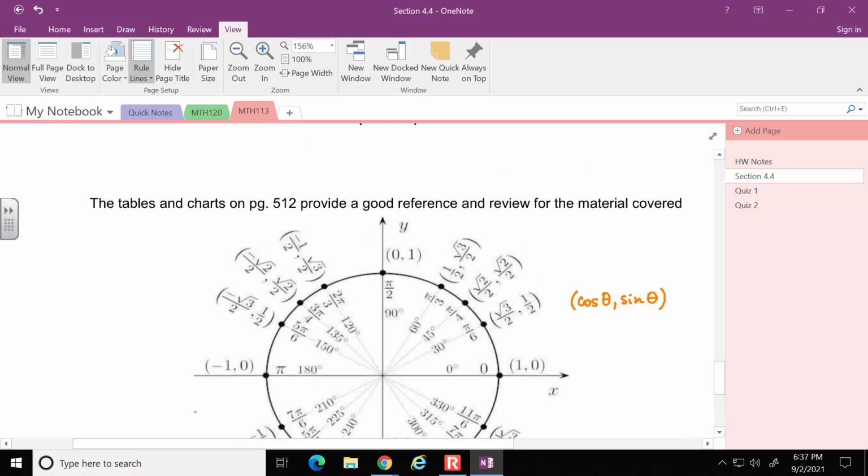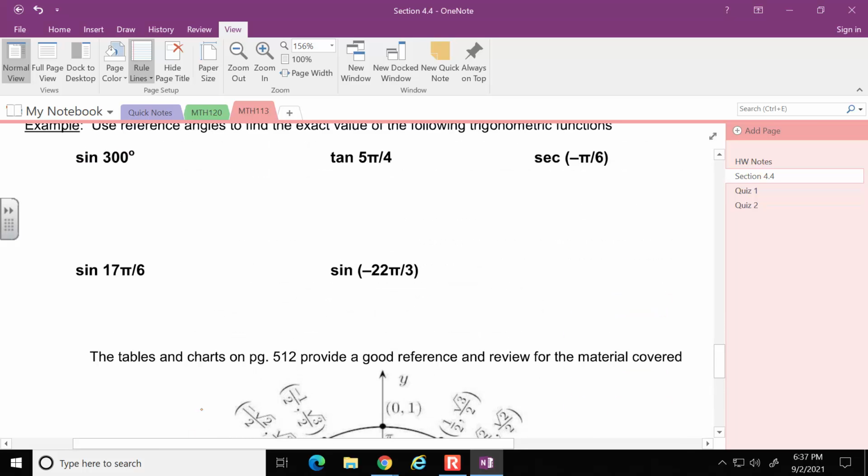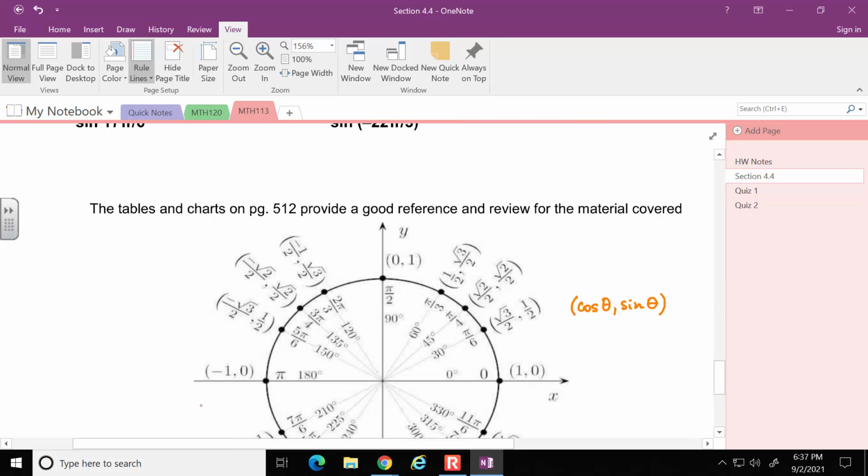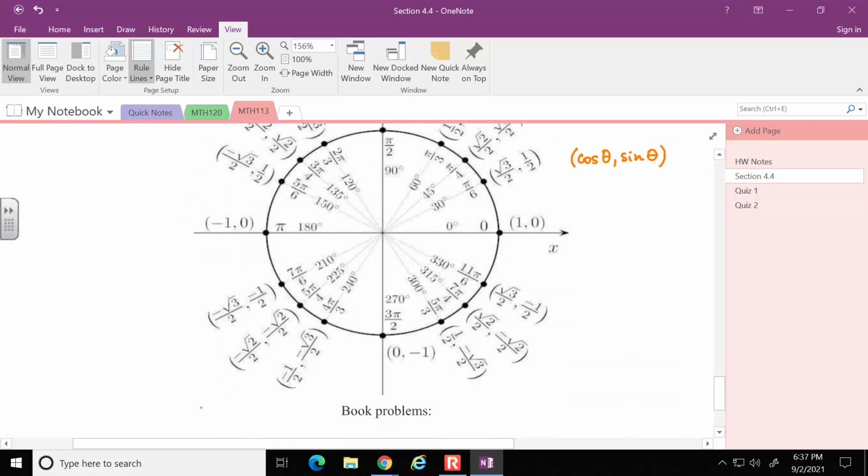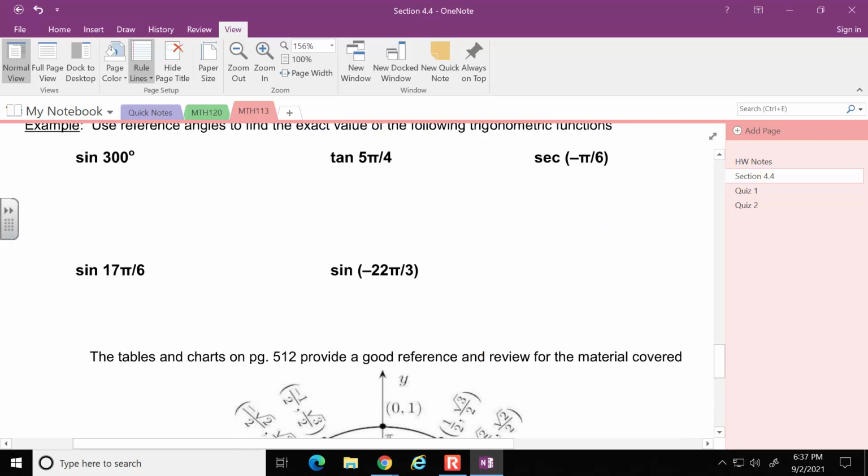So when I come in here, and usually what I say, sine of 300 degrees, well, that's easy enough. I go to 300 degrees, and I go to the y coordinate, and it is negative square root of 3 over 2. If you've got that whole unit circle, that's easy enough to do.